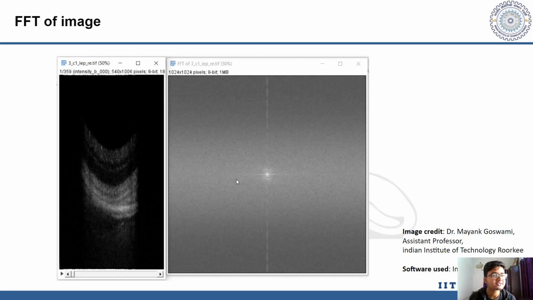So this is the Fourier transform of the image. As you can see, this is the original image and this is the Fourier transform. Now we will particularly filter out the frequencies and remove the noise for useful information from that Fourier transform of the image dataset.